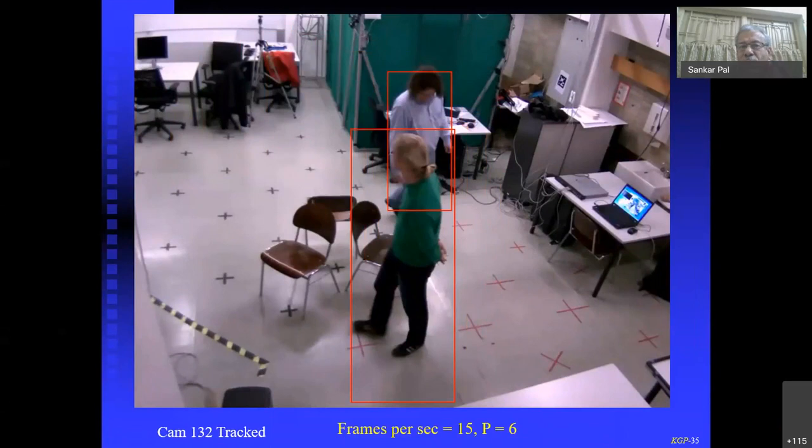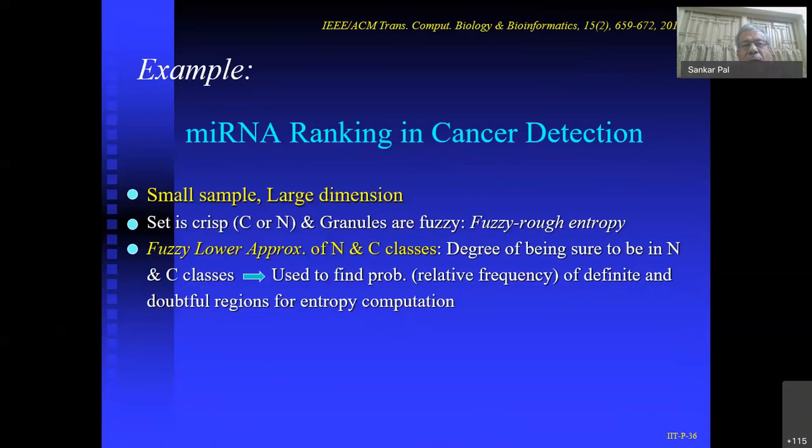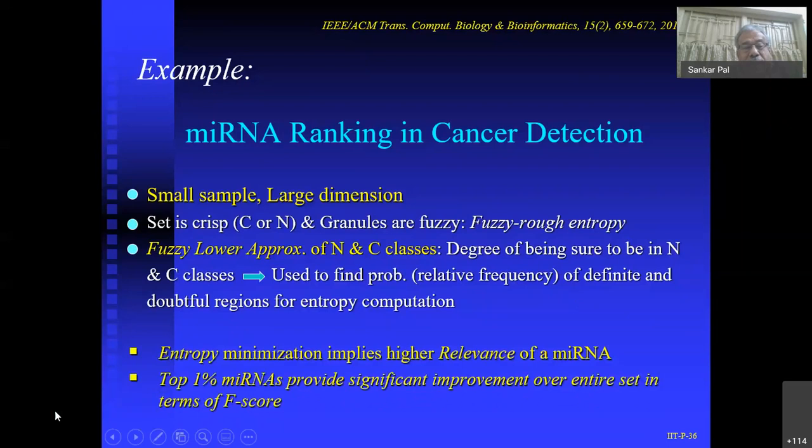Now, similarly, if you go for microRNA ranking, what is the challenge here? As I mentioned to you, it's a small sample, large dimension. So you cannot use typical attention techniques which were developed before the 80s. So there we can have the set of crisp decisions, cancer or normal, it's a crisp decision, but granules are fuzzy. Therefore, you can use lower approximation meaning definitely belonging, upper approximation meaning definitely or possibly belonging, and from definitely belonging you can compute the relative probability of definite and doubtful samples, define entropy, and minimize entropy. You see that only 1% of microRNAs give better results than if you consider all microRNAs. That means other microRNAs are junk as far as cancer classification is concerned. They might have other values. I'm not going into the detail.